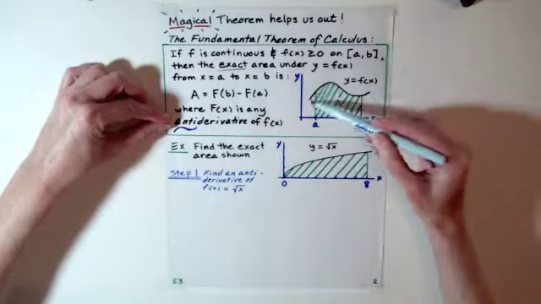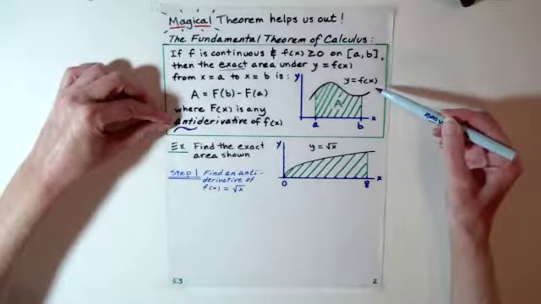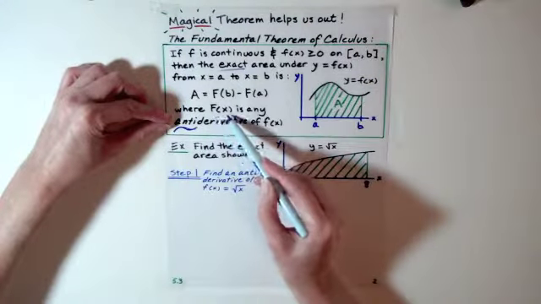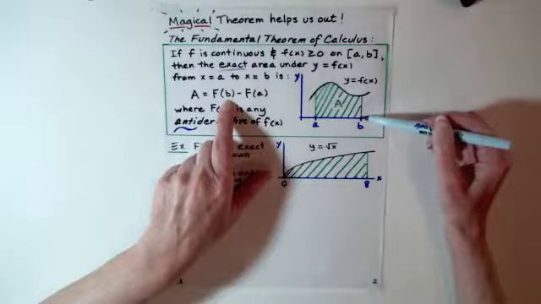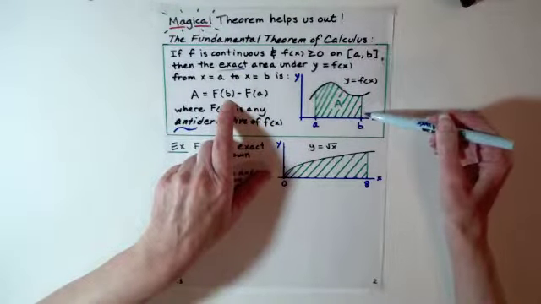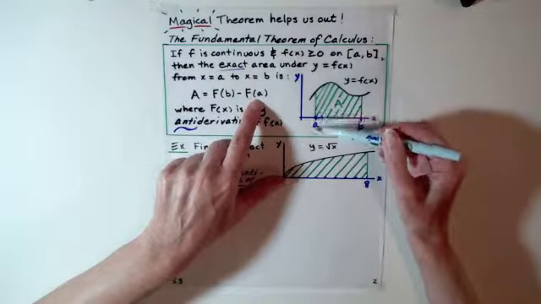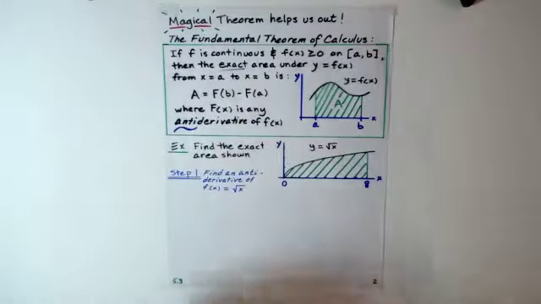So to find the area under this curve, little f of x, all I do is find an antiderivative of little f, that's what they're calling capital F, and I evaluate that antiderivative at the right-hand endpoint, where I want my area to stop, and subtract the value of that antiderivative evaluated at the left-hand endpoint, where I want my area to begin. Super, super simple.